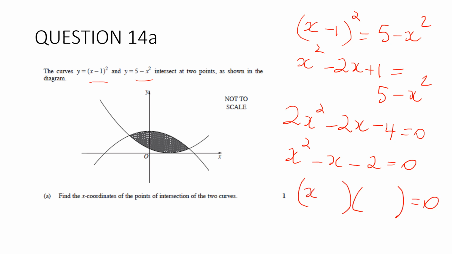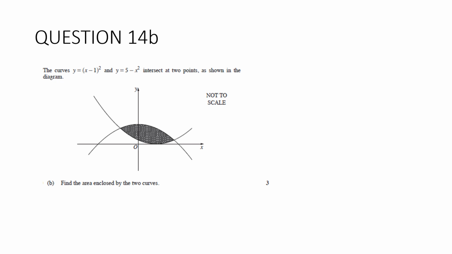x = 2, 1. I want the bigger one to be negative, so minus plus. Therefore, x is equal to negative 1 and positive 2. Part B, find the area enclosed by the two curves. So we want to set up an integral. Our area is going to be equal to the integral between negative 1 and 2.